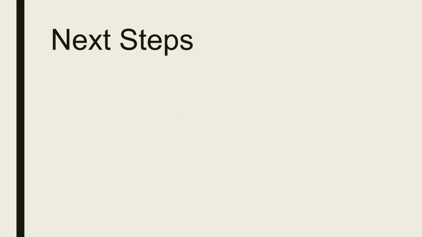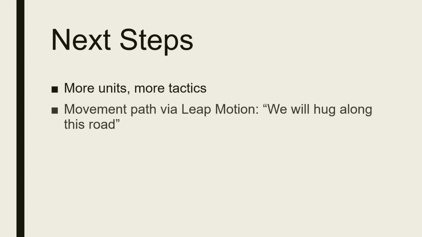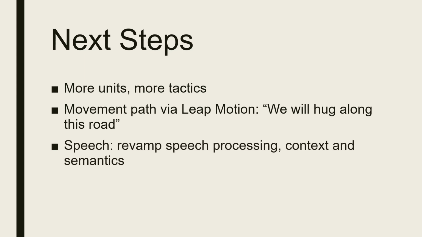Regarding next steps for the project, the simplest is to just expand on more unit types and tactics. For hand tracking, it could be expanded to draw the path of movement for a command like "we will hug along this road." For speech, more can be done, but overall I'm fairly happy with its performance right now, and I believe the next step would be to go back towards natural speech, which means revamping it to work off of context and semantics instead of just keywords.